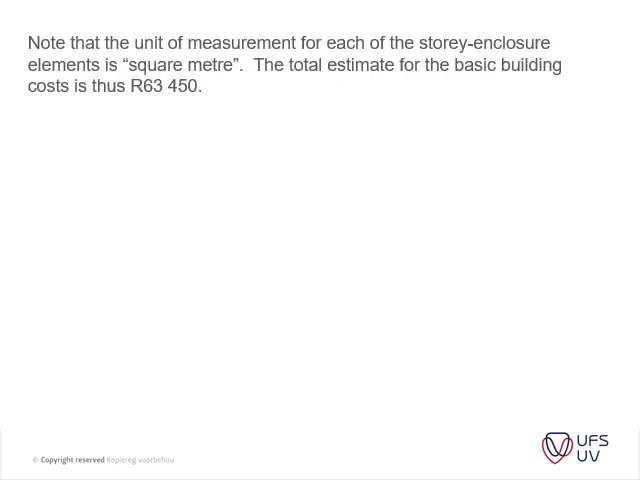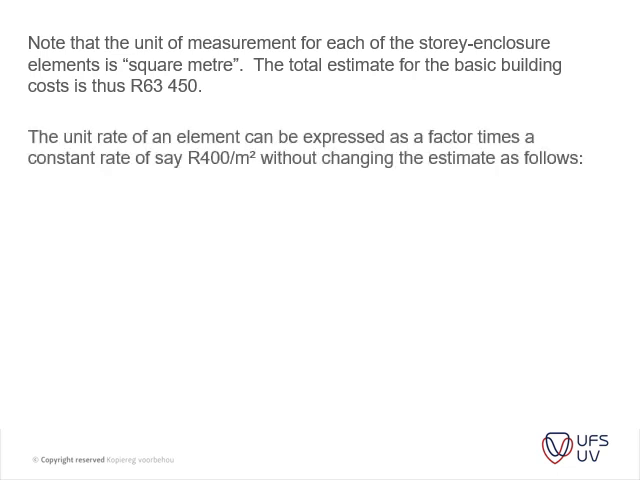Okay, note that the unit measure for each of the story enclosure elements is square meter. The total estimate for the basic building cost is thus 63,450 as mentioned. So the unit rate of an element can thus be expressed as a factor times a constant rate of, say, 400 Rand per square meter without changing the elements, as follows.